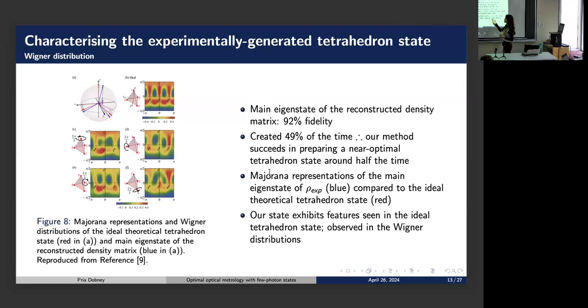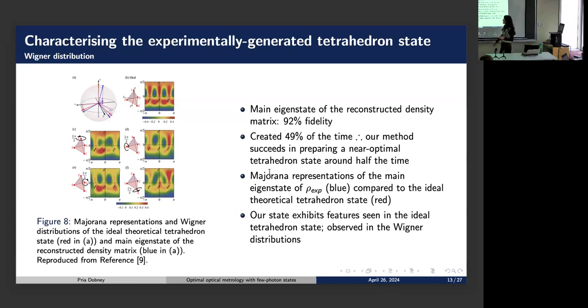I'm going to talk mostly about what we call the main eigenstate of the tetrahedron state that we created. This is just because the entire tetrahedron state that we created experimentally is a mixed state, but we look mostly at its eigenstates, and particularly the one that has the largest eigenvalue, that is created most of the time. That particular eigenstate is created with 92% fidelity. That's the one that's plotted on the top left, which is really good. However, we only create it 49% of the time, but we can basically say that our way of creating this tetrahedron state works half the time at creating almost an optimal tetrahedron state.